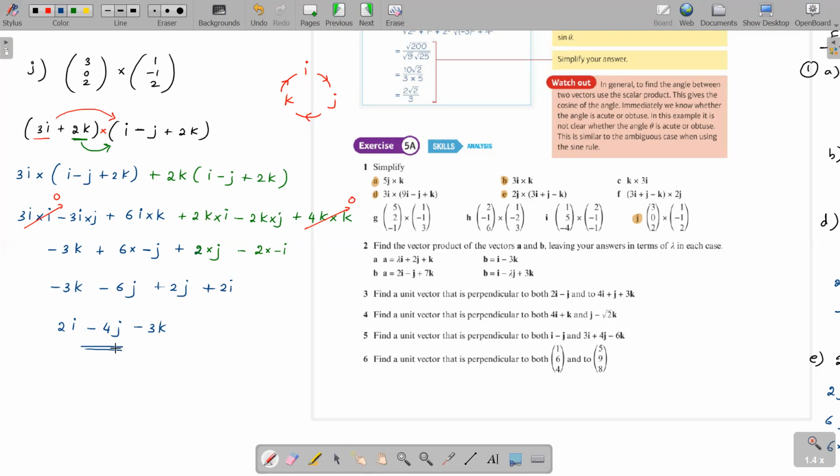So in column vector form, 2, minus 4, minus 3. So this is the cross product of the two vectors. So once again, remind yourself what's the cross product. When you take the cross product of two vectors, what do we actually get? We get a vector which is perpendicular to both the initial vectors. Okay.